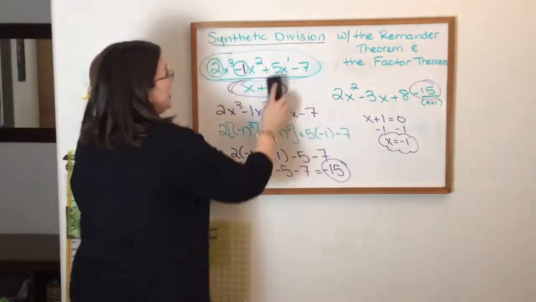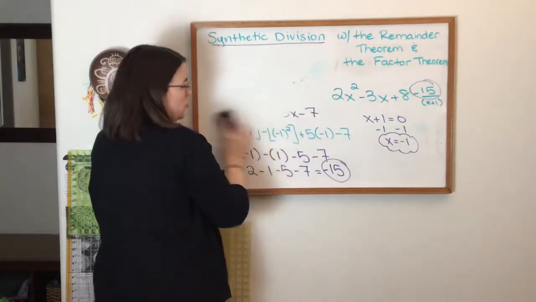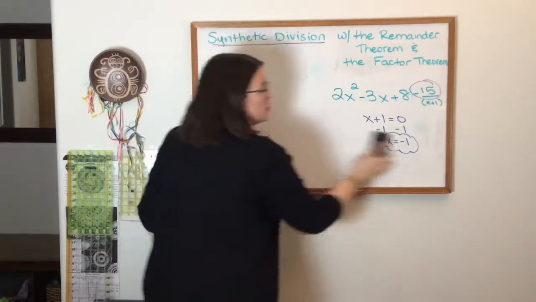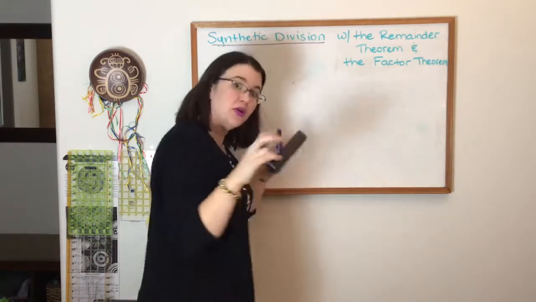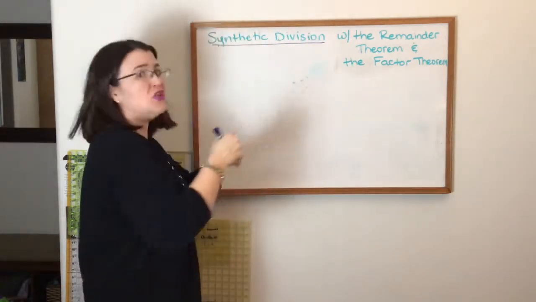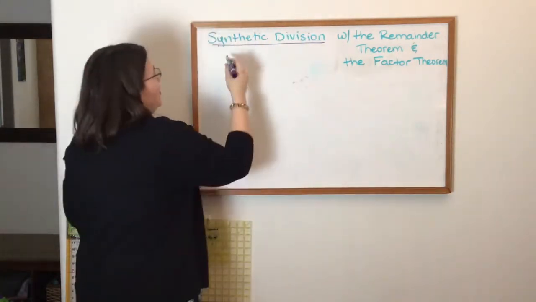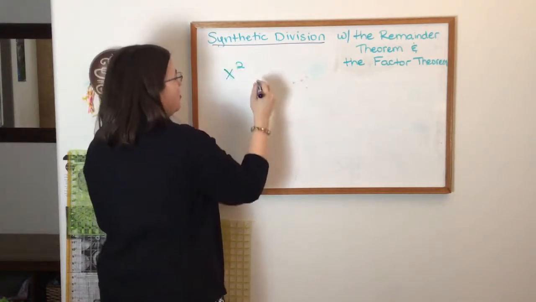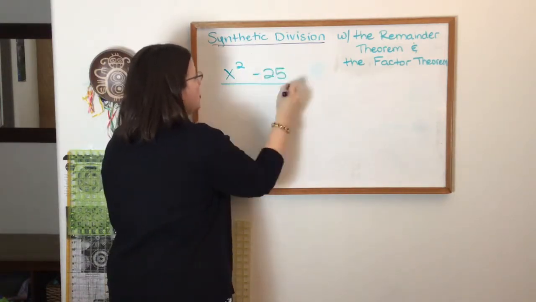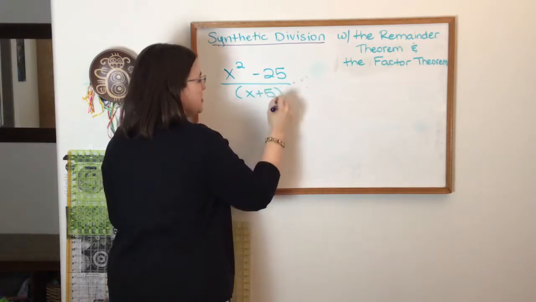So I'm going to quickly show you what it looks like when it is a factor and which one is the factor and which one is the 0. So I'm going to go very, very basic. Let's say I've got x squared minus 25 divided by x plus 5.